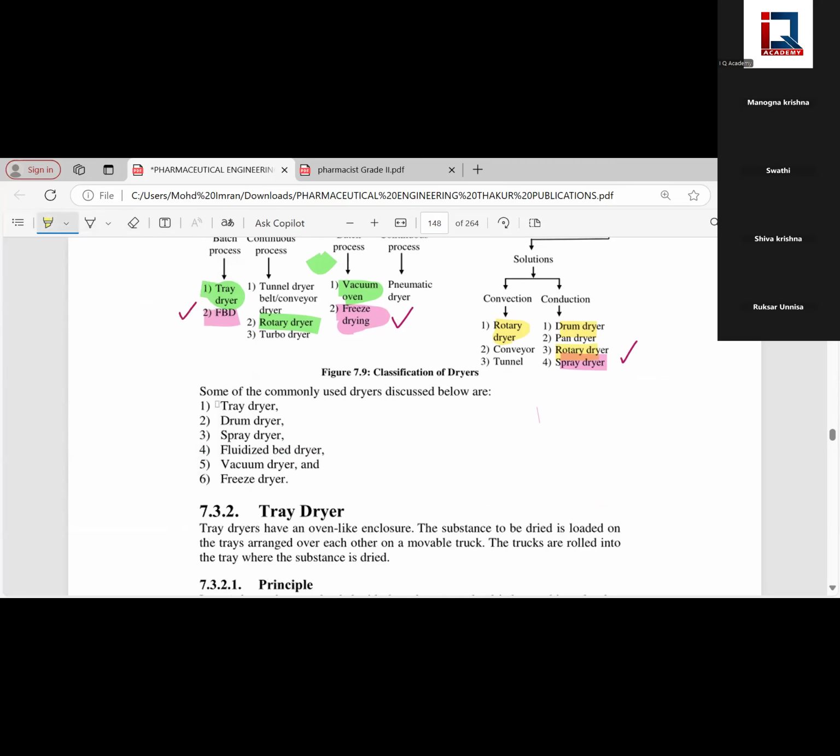Today we will discuss tray dryer, drum dryer, spray dryer, FBD, fluidized bed dryer, vacuum dryer, and freeze dryer. And among these, very important, I am saying again, are freeze dryer, FBD fluidized bed dryer, and spray dryer. These are the most important equipments; you need to remember the principle, construction and working.